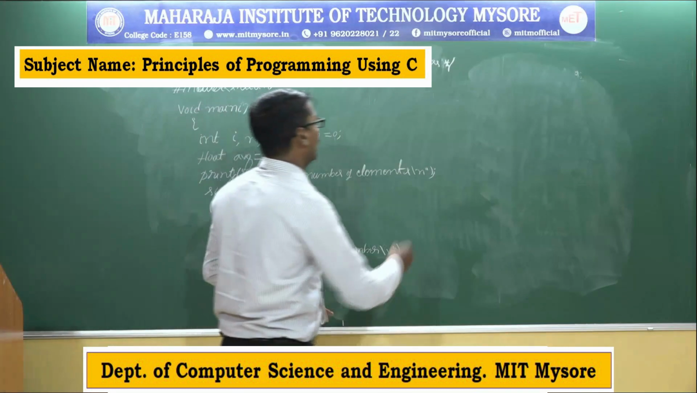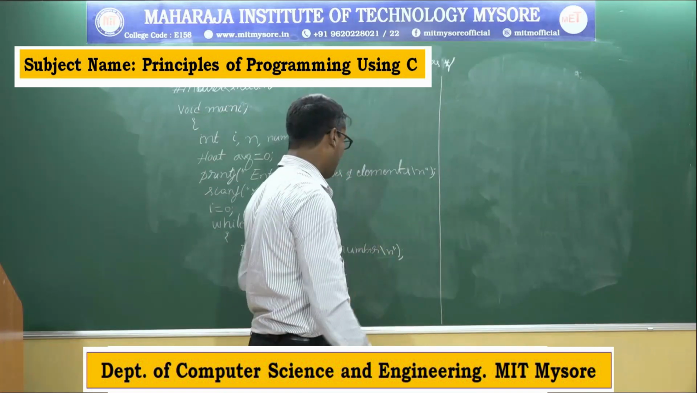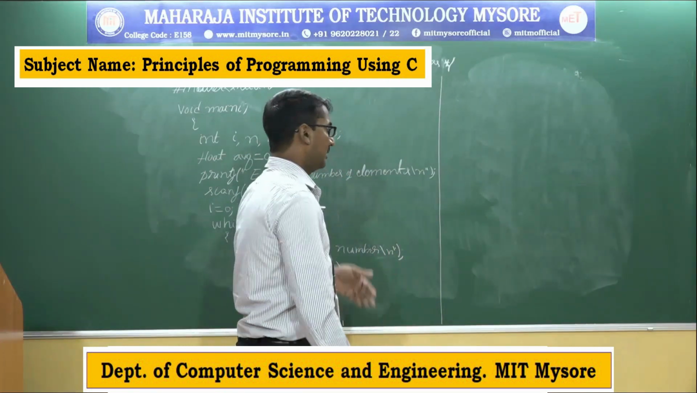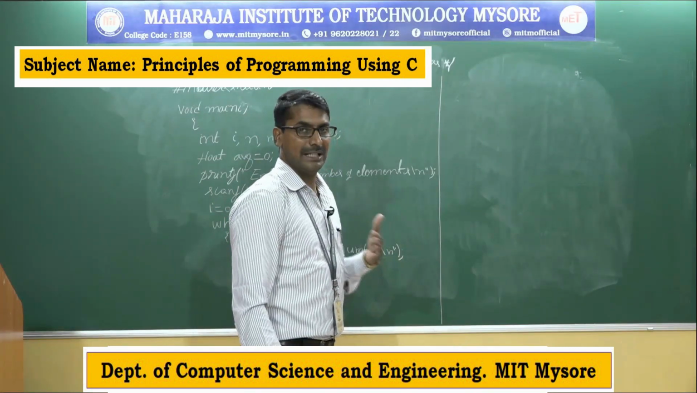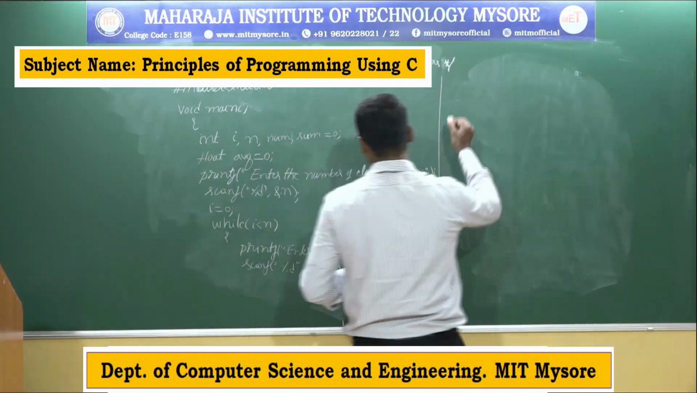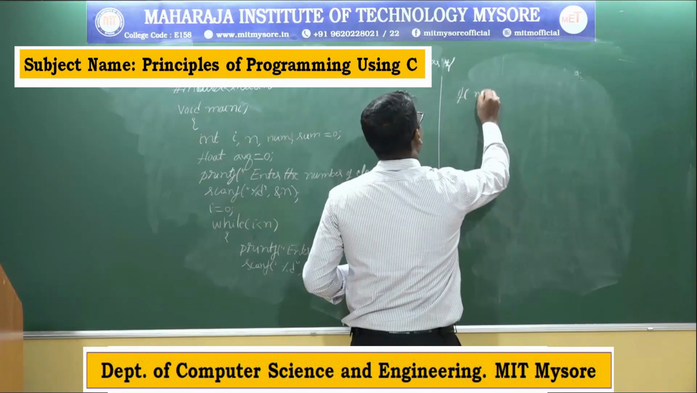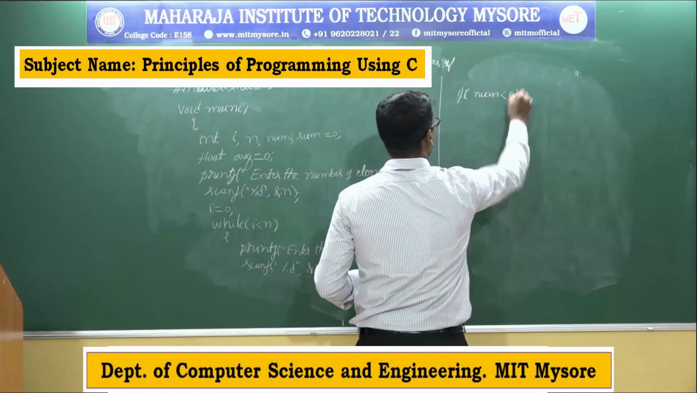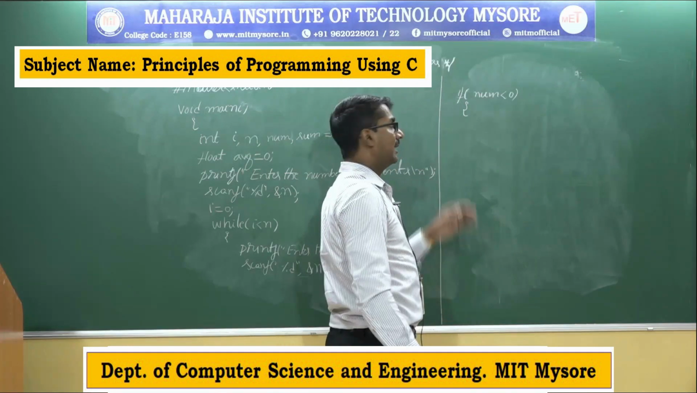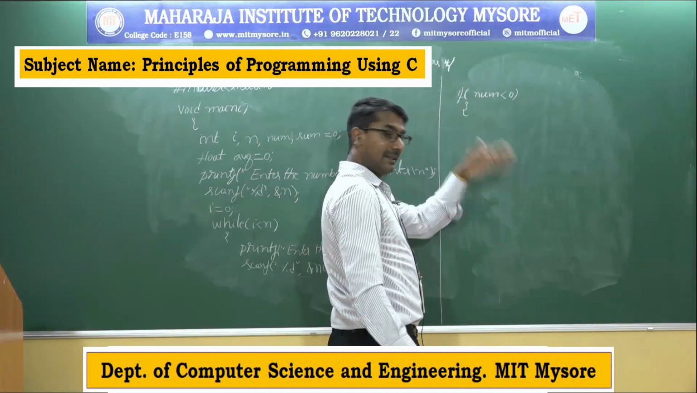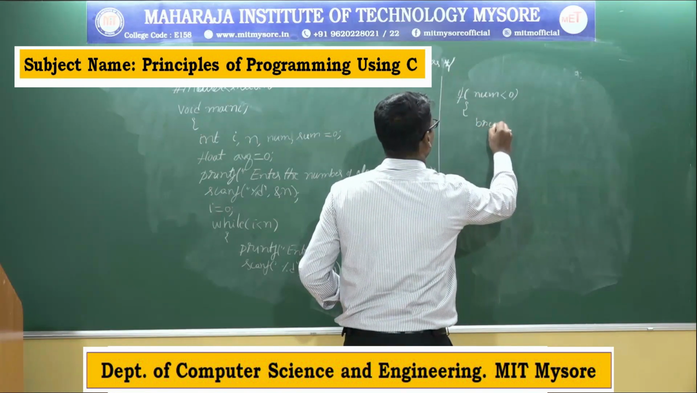Once I read the value, I need to check whether the number is positive or negative. If it is a positive number, we need to find the sum and average. If it is a negative number, we need to terminate the program. So here I'll check if num < 0. If num is less than 0, then the number is negative, so break.